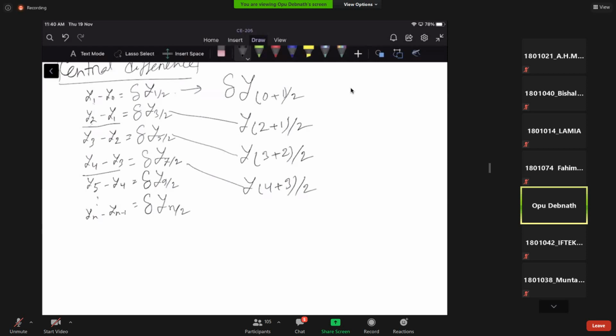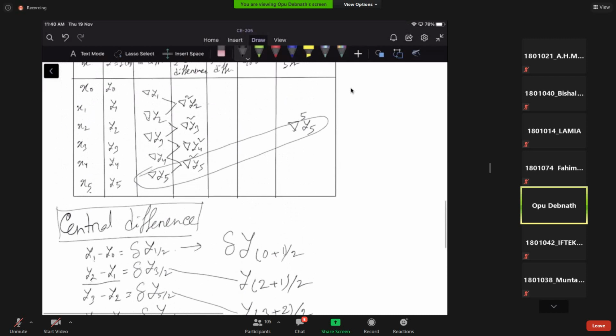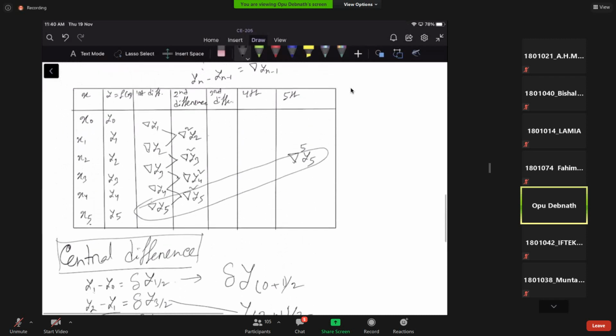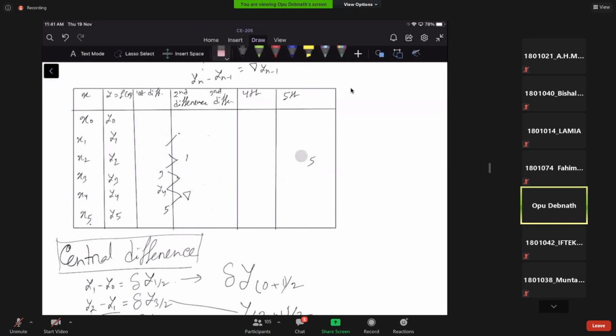And so this is the first: 3 by 2, 5 by 2, and so on. And what will be the second one? That means for this case, I can simply modify this table, and I'm not copying a new one.